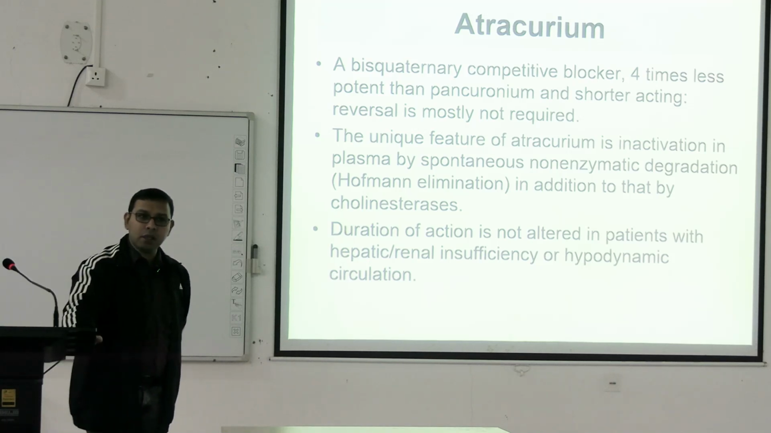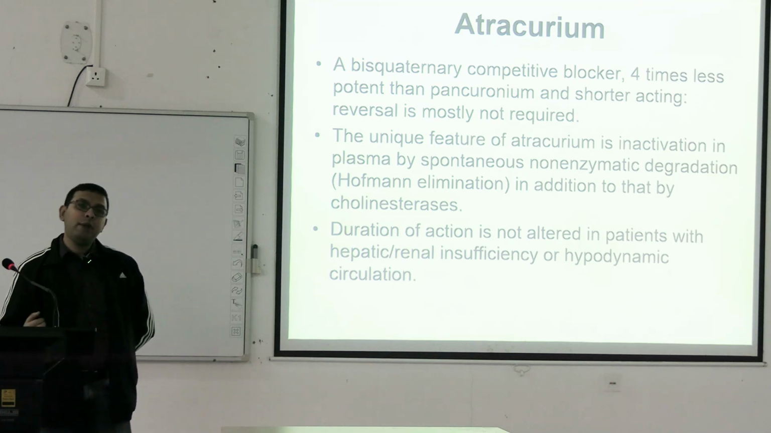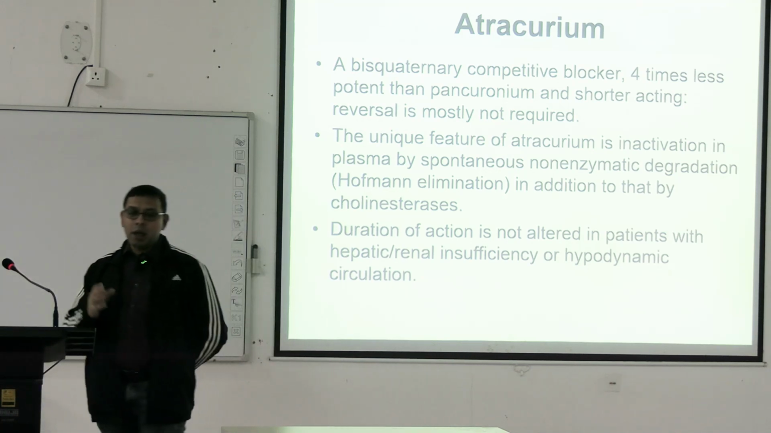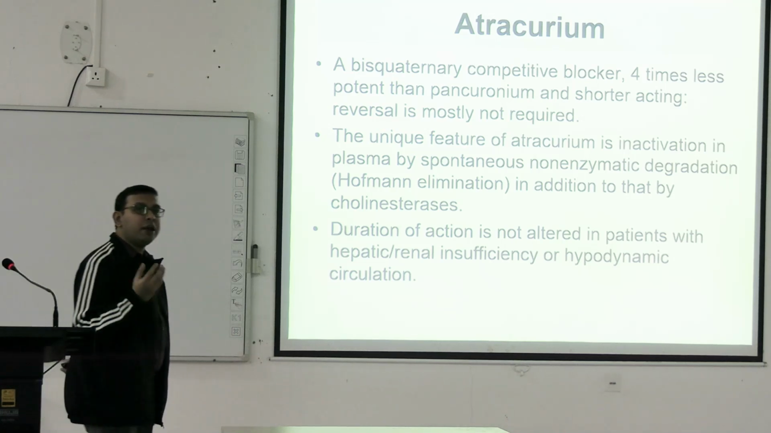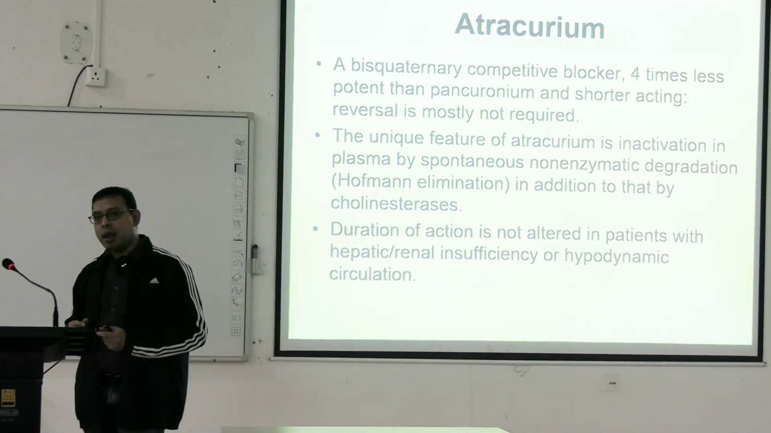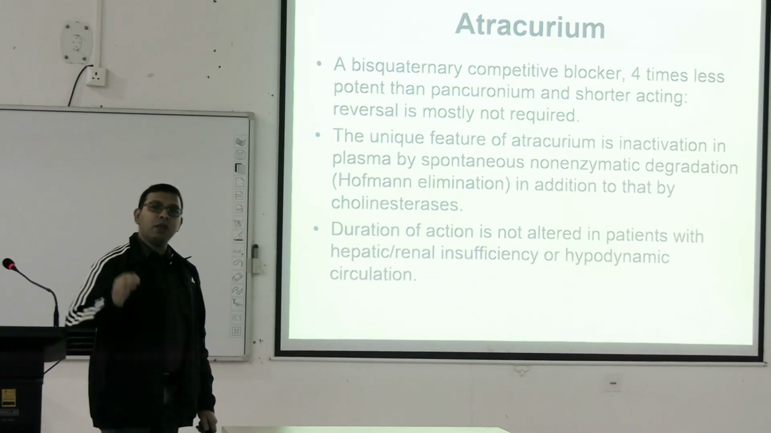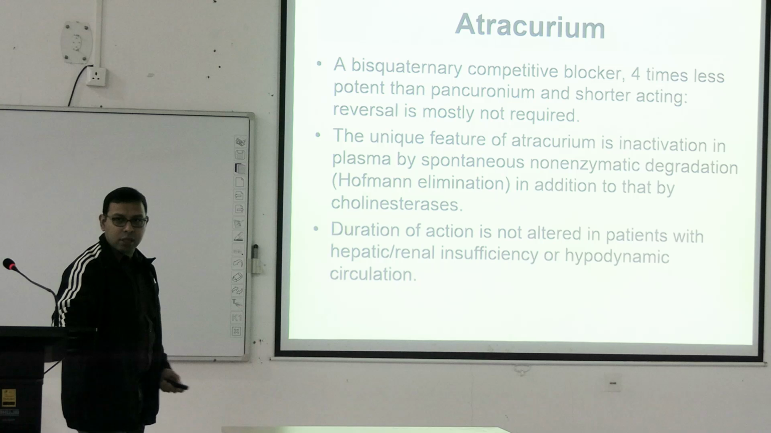For example, the patient is scheduled for surgery and the patient has some chronic kidney disease or chronic hepatic disease. So we can use this atracurium because atracurium is not eliminated through the kidney, or metabolized in the liver. Mostly it is eliminated by spontaneous degradation. Spontaneous, that is within its own, without help of any external agent. This is known as the Hofmann elimination or Hofmann degradation. Apart from this, it is also metabolized somehow with the cholinesterases.